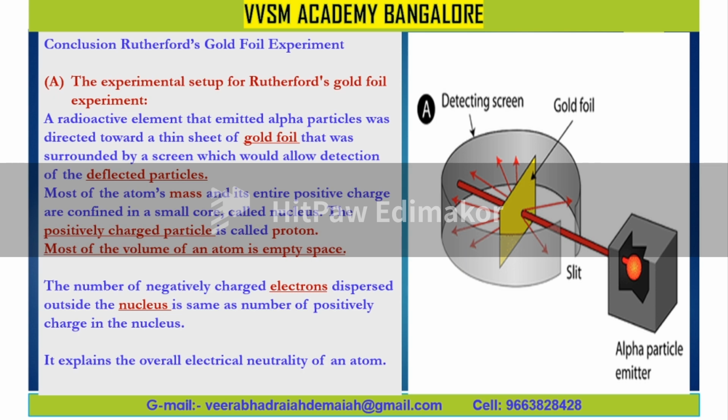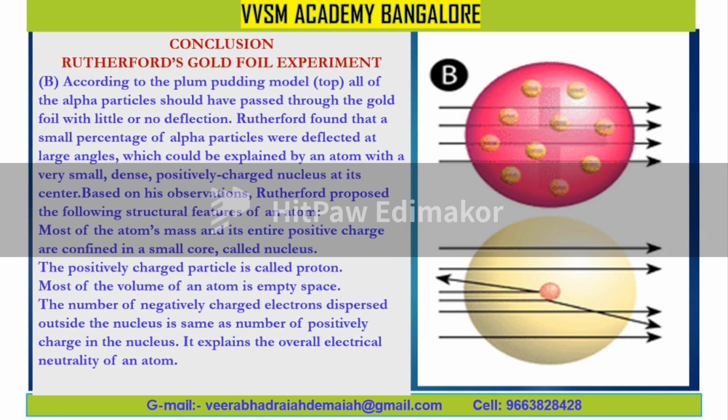deflected particles. Most of the atom's mass and its entire positive charge are confined in a small core called the nucleus. The positively charged particle is called proton. Most of the volume of an atom is empty space. The number of negatively charged electrons dispersed outside the nucleus is the same as the number of positively charged particles in the nucleus. It explains the overall electrical neutrality of an atom.